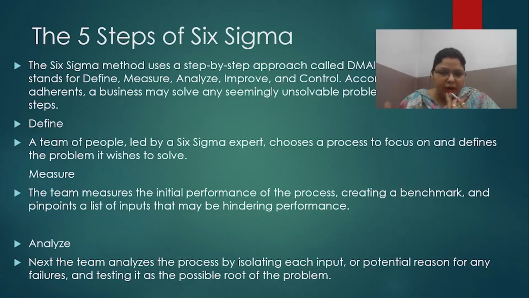First of all, we have to identify where we have a problem or through which problems our product is varying. So next one is define. After the define, we can move towards the measure. In the measure step, the team measures the initial performance of the process, creating a benchmark and pinpointing a list of inputs that may be hindering performance.